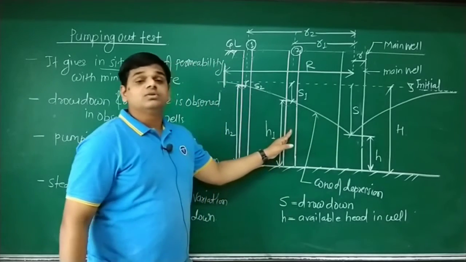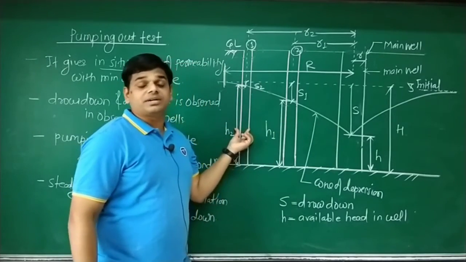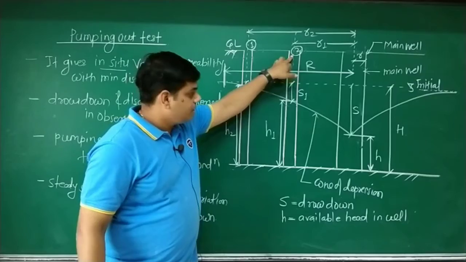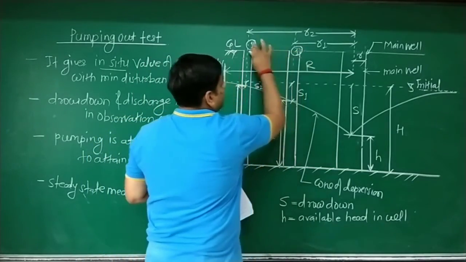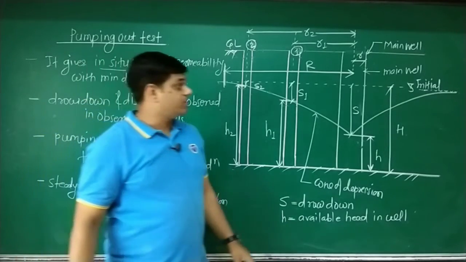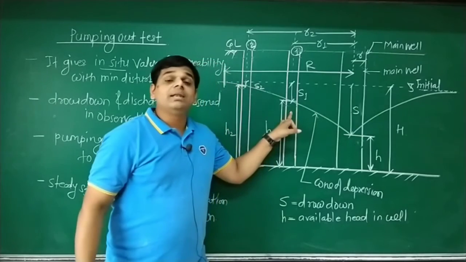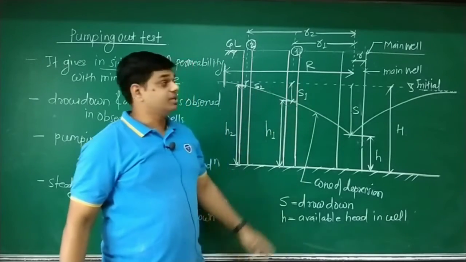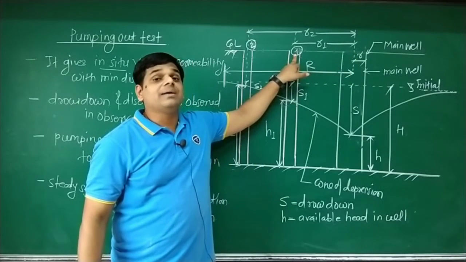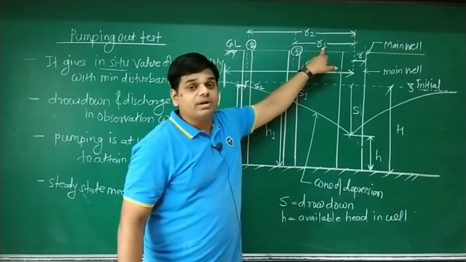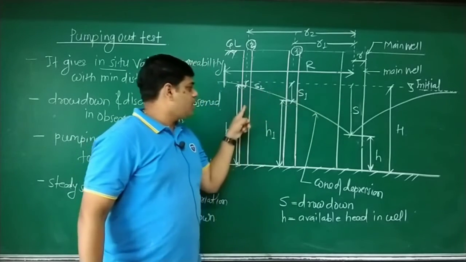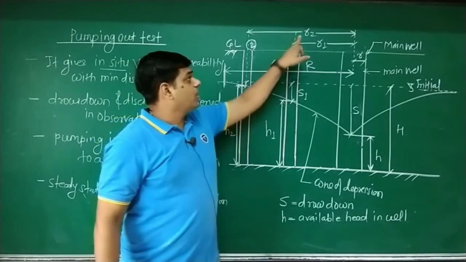Adjacent to the main well, another two wells are constructed, and these two wells we call observation wells: observation well number 1 and observation well number 2. The center to center distance between the main well and observation well number 1 we denote by symbol R1. Similarly, the center to center distance between the main well and observation well number 2 we denote by symbol R2.